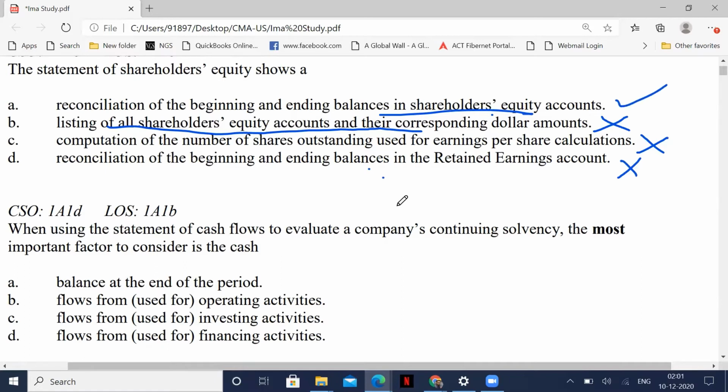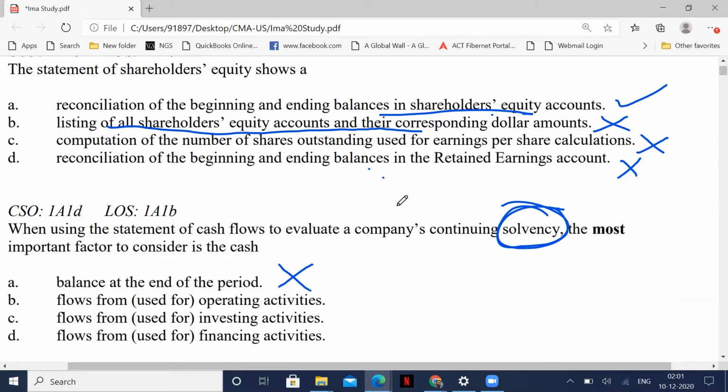Next one. When using the statement of cash flows to evaluate a company's continuous solvency, the most important factor to consider is the cash balance at the end of the period. No, this goes with the cash, so it cannot be. So we are talking about the solvency here. Solvency here is nothing but how much you can rely on your own sales rather than getting money from outside.